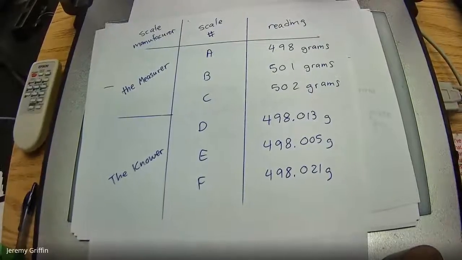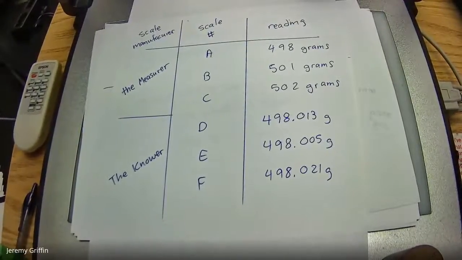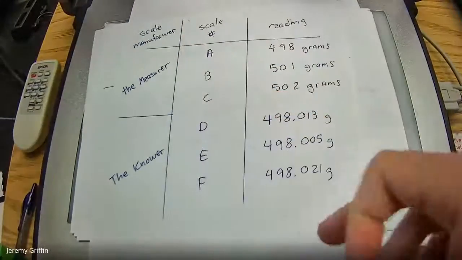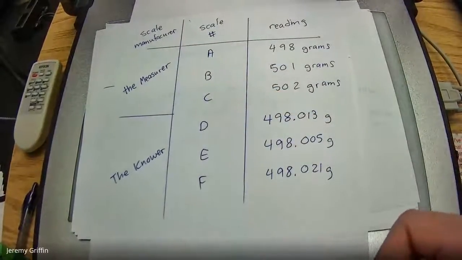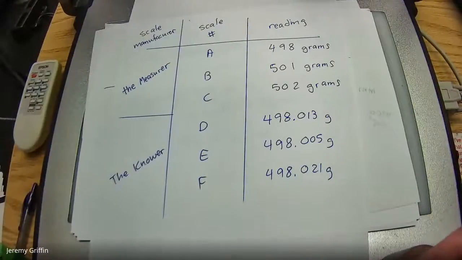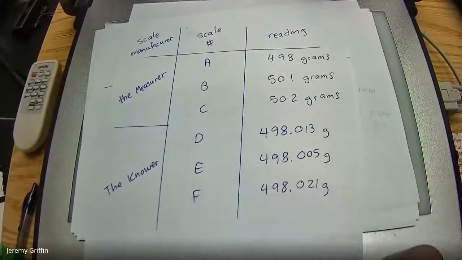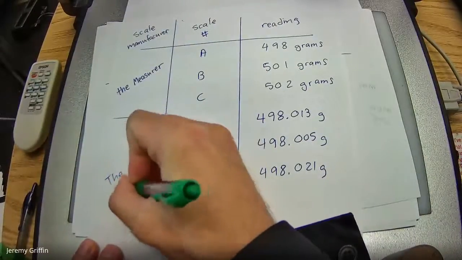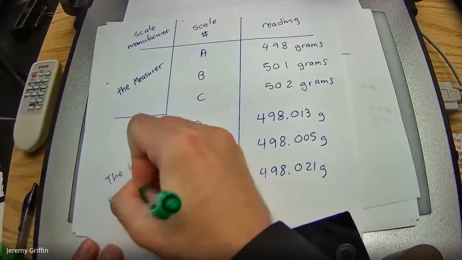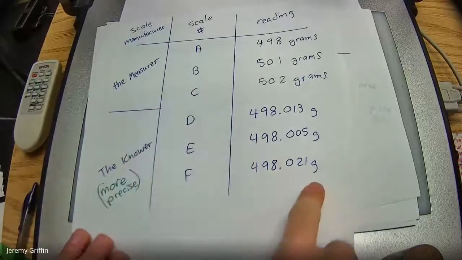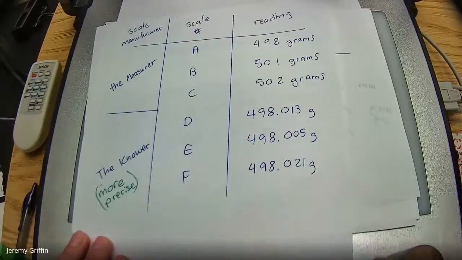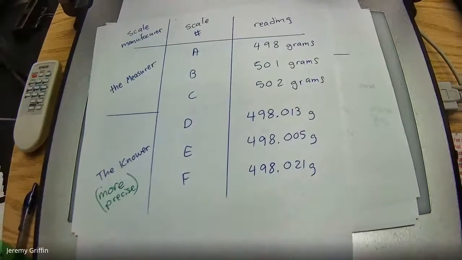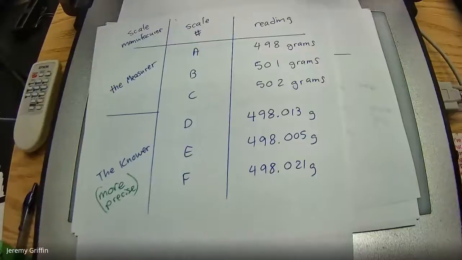Now, look at this data. Which manufacturer's scales are more precise, would you say? More precise? The nowhere, right? These right here, these are more precise. Right? Because they have more digits. More digits is more precision. Okay? So in science class, when you say something has more precision, that means you're getting more digits.